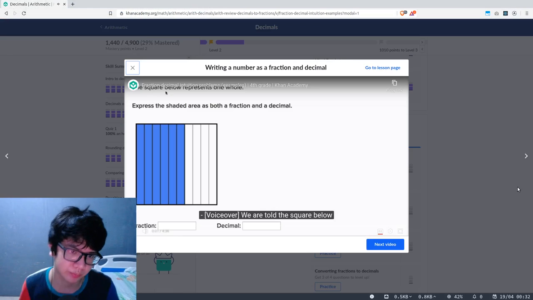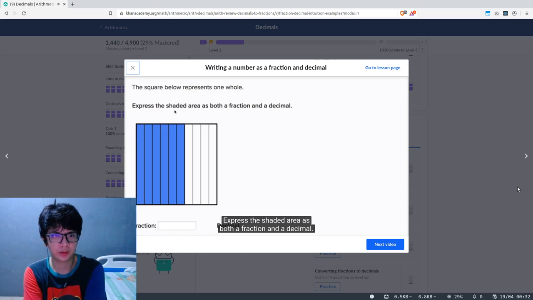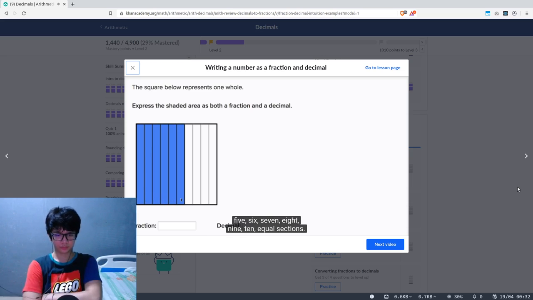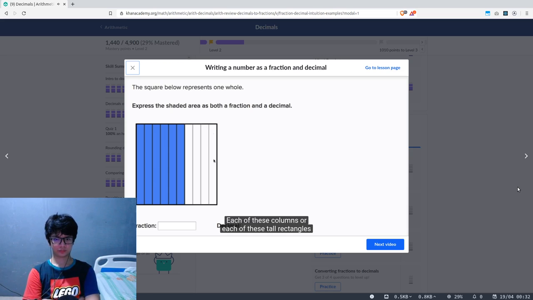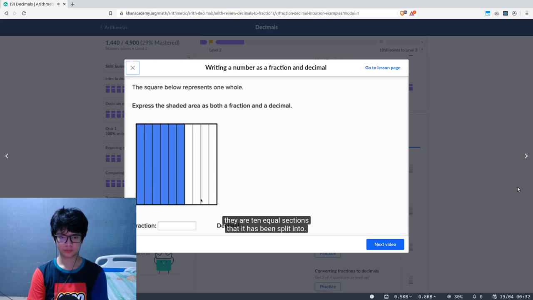We are told the square below represents one whole, so this big square here represents a whole. Express the shaded area as both a fraction and a decimal. So let's see, we've taken the whole and divided it into 1, 2, 3, 4, 5, 6, 7, 8, 9, 10 equal sections. Each of these tall rectangles represents 1/10 of the whole, because there are 10 equal sections. So each of these is a tenth, and we have filled in 1, 2, 3, 4, 5, 6 of those tenths.